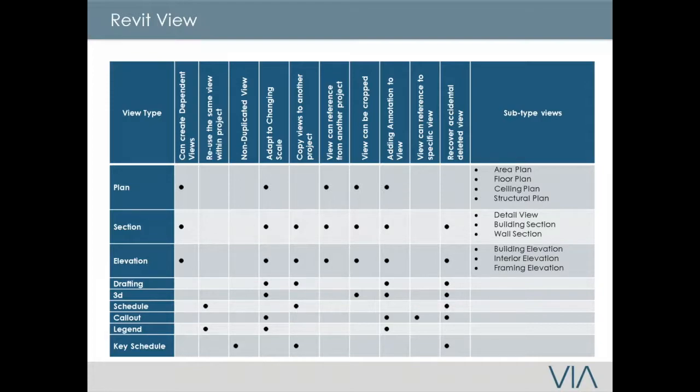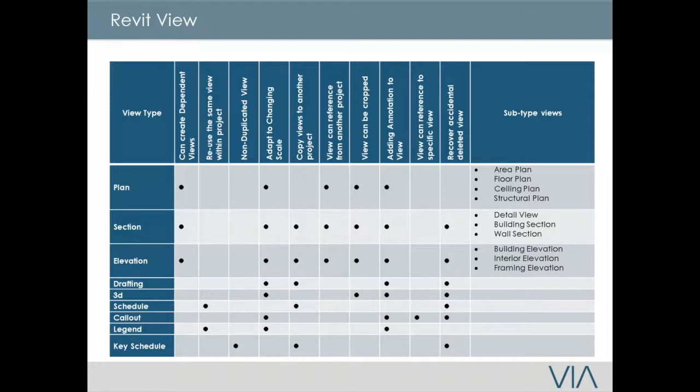Non-duplicated view. Now, this is very interesting. There's only one that you cannot duplicate, and it's the key schedule. Once you create a key schedule, you cannot duplicate that view, so it's stuck with one. The next one is adapt to changing scale. I put in 3D, but if you are using perspective 3D, then it doesn't care what scale you're in. So that's one of those things where you cannot use scale to change stuff.